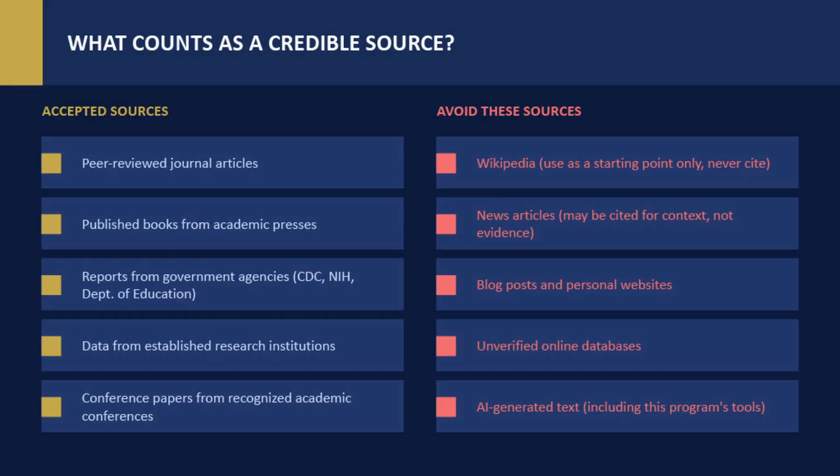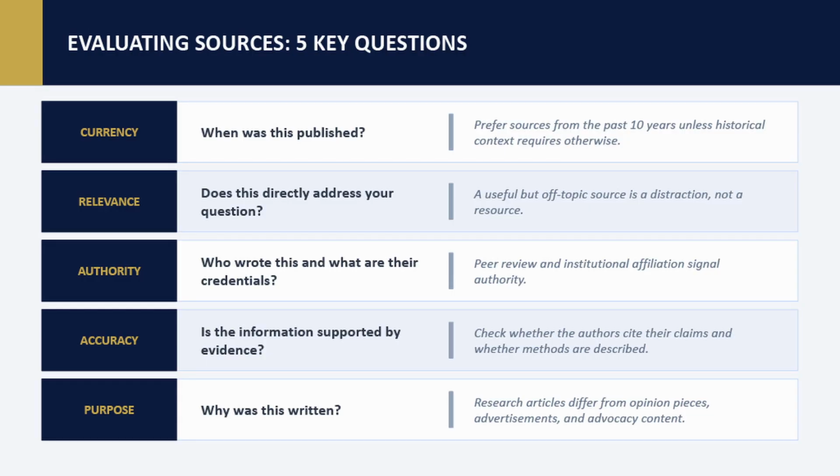So we try our best to avoid Wikipedia, as I've said, news articles because of all the bias that could be in them, blog posts and personal websites, unverified online databases, and this is a big one, AI-generated text, including this program's tools. We should try to avoid these. Evaluating sources: 5 key questions. The first key question in evaluating a source is, when was this published?